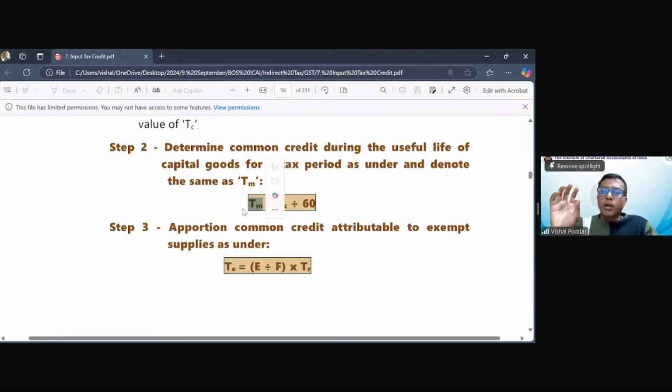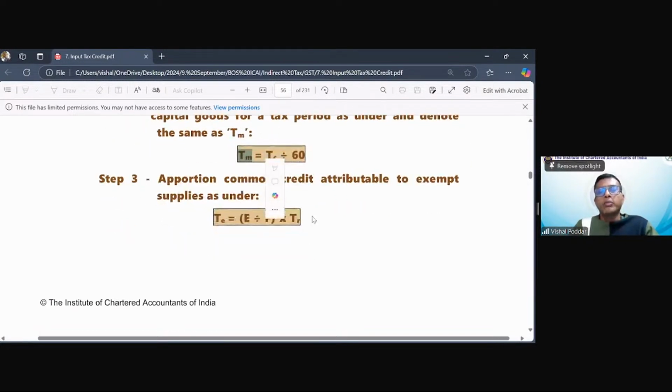So obviously each asset account is separate. So from every asset account, you find out the ITC. You divide it by 60. You get TM of first asset, of second asset, of third asset, of 4 asset. All are common assets. Add up the TM of all 4. That is what is TR. So TR is nothing but the per month total ITC of common assets.